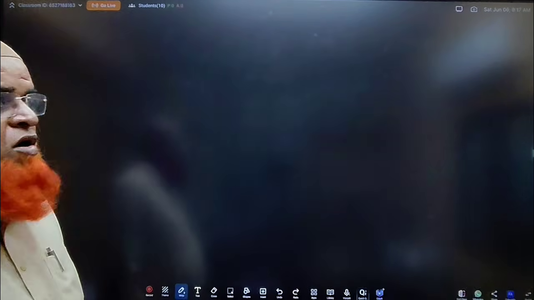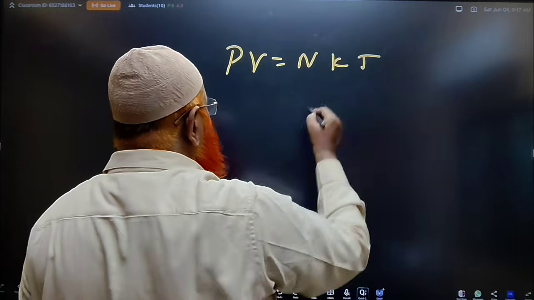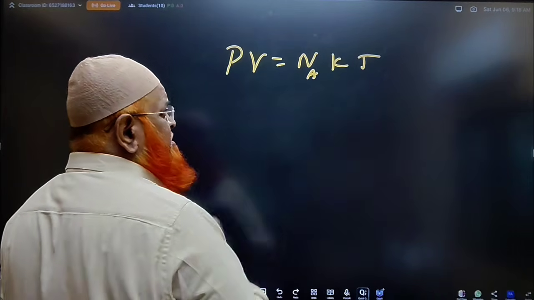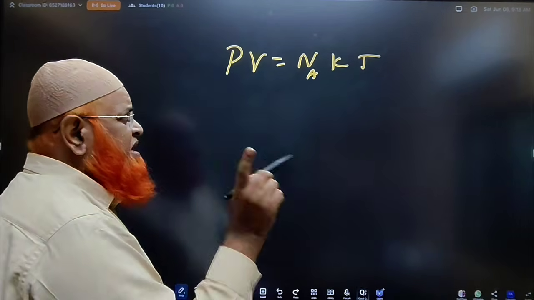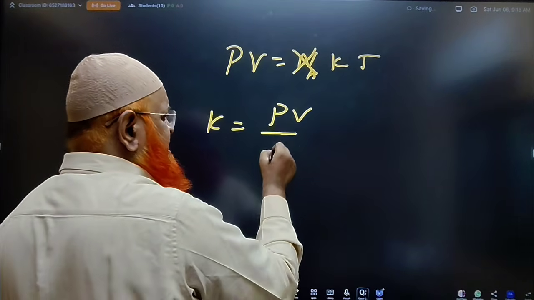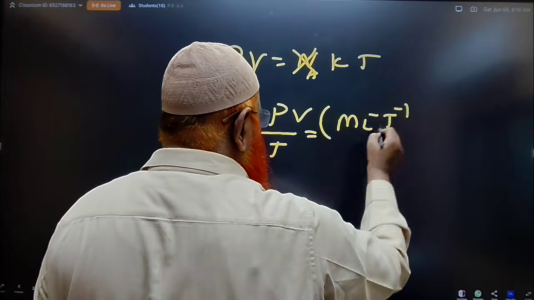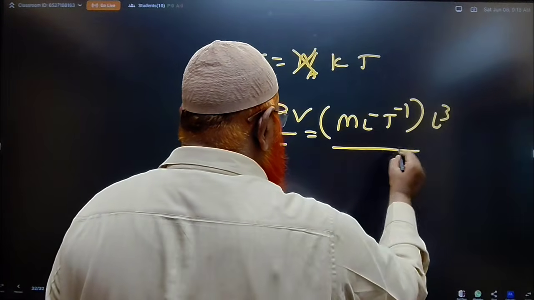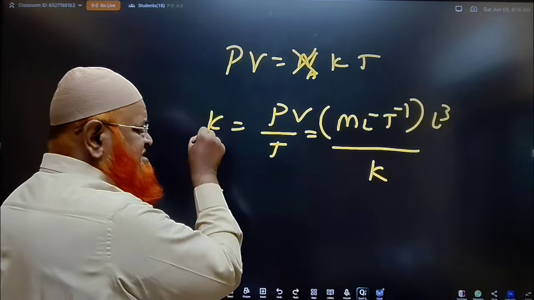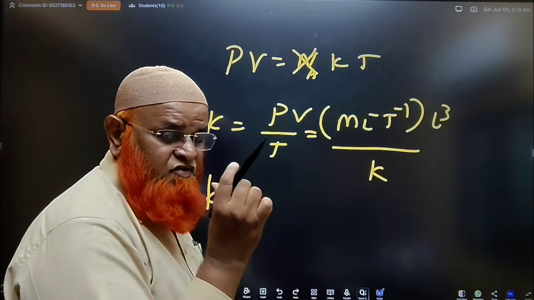Boltzmann constant. We write PV = NkT. N is called the Avogadro number. For numbers there is no dimension, so remove that one. k = PV/T. Pressure, I just derived, is M L⁻¹ T⁻². Volume is L³, temperature is K. So this k is the Boltzmann constant.